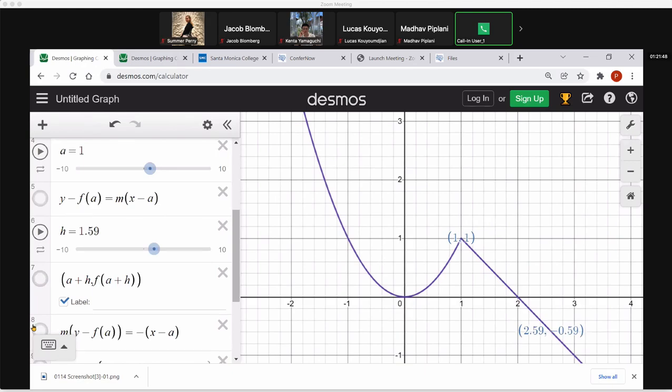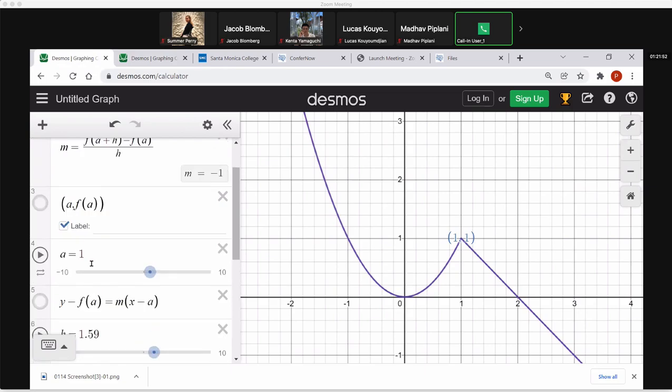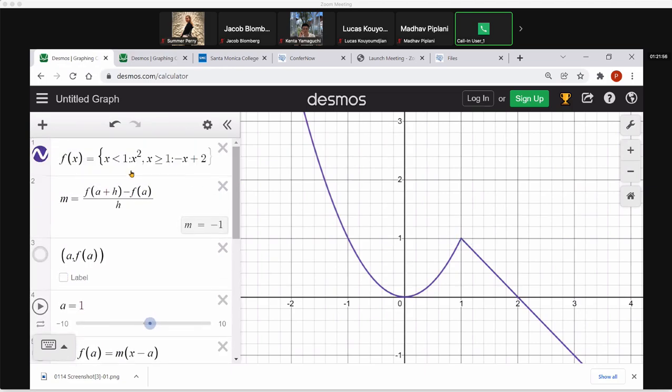Let me unclick the label here too. So this is the graph of y equals x squared when x is less than 1, and y equals minus x plus 2 when x is greater than 1. This is example 4. And now the question is, what is the left derivative?